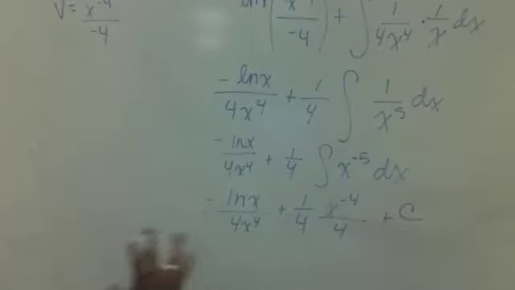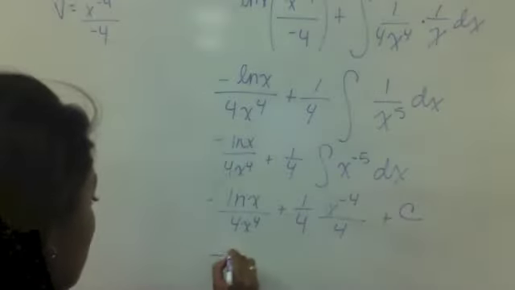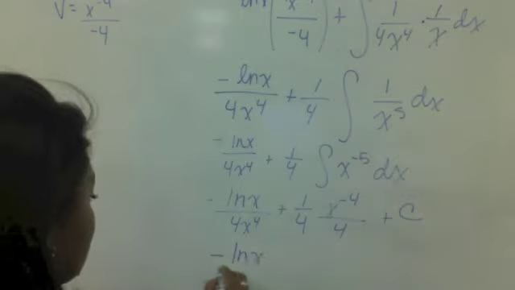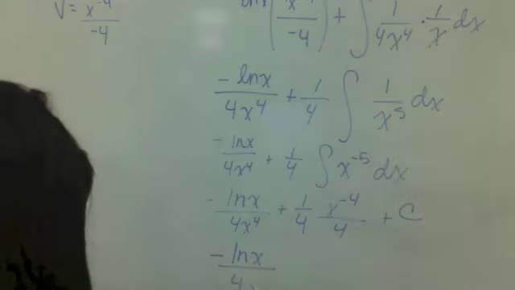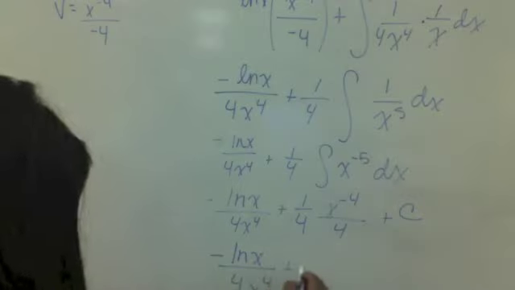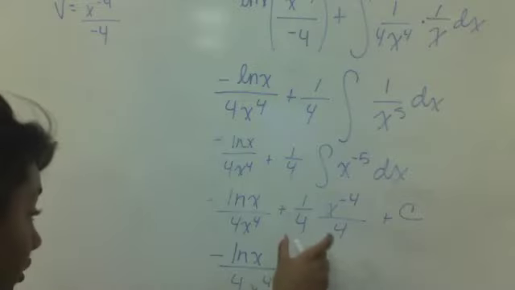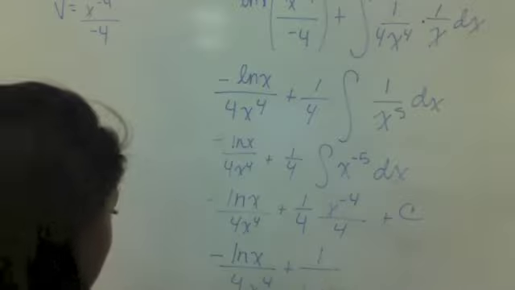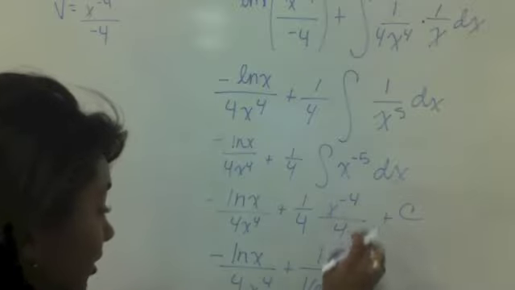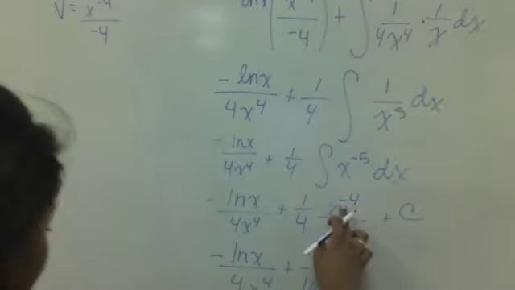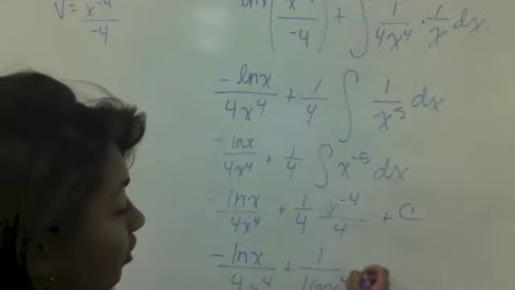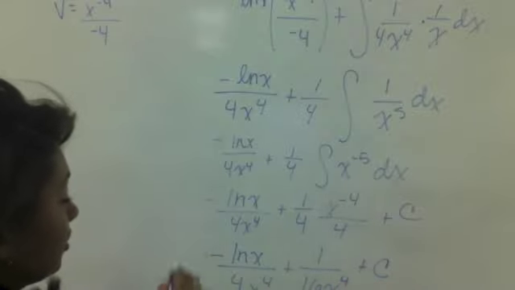And last, we're just going to make it a little bit cleaner. Negative natural log of x over 4x to the fourth plus 1 over, I'm going to multiply these together, so 16x, and I'm bringing down this x to the denominator because it's a negative exponent, to the fourth plus c. And here's your answer right here.